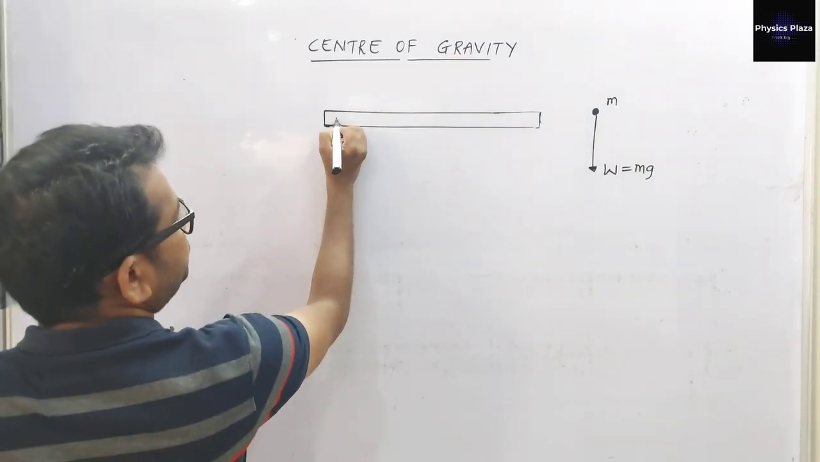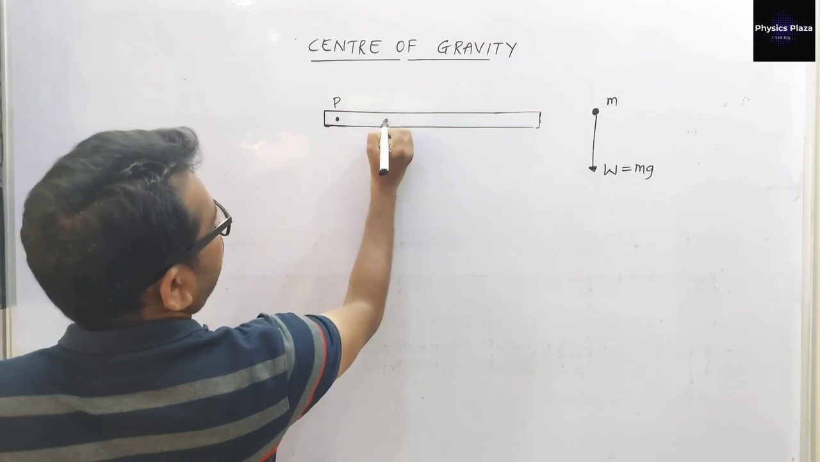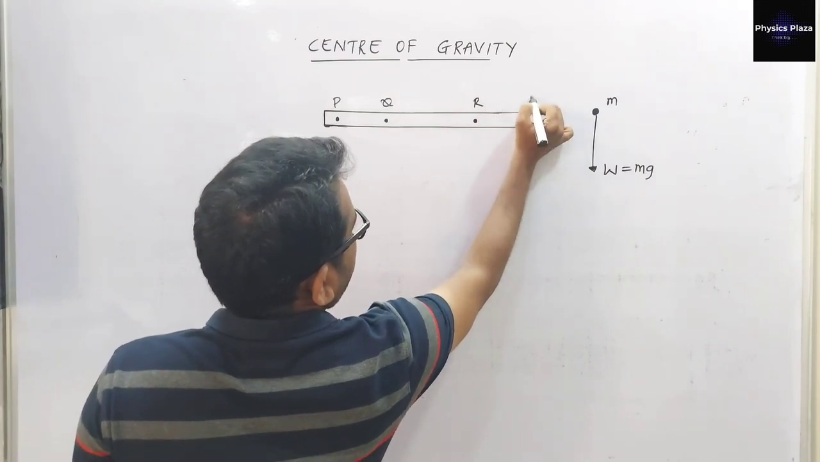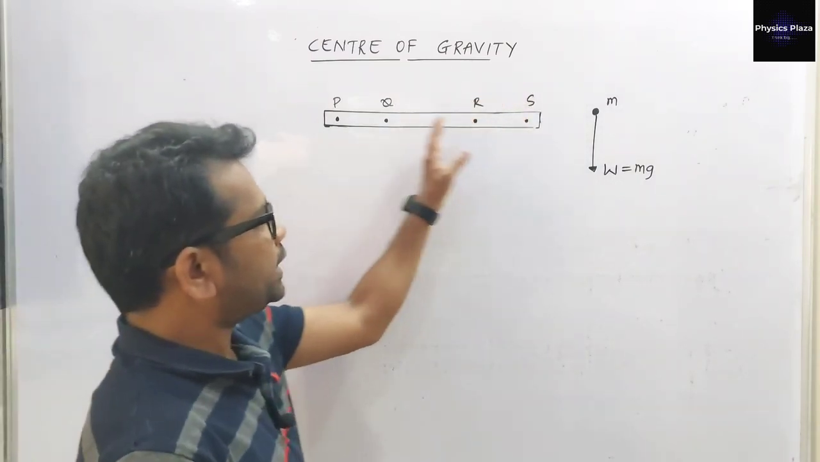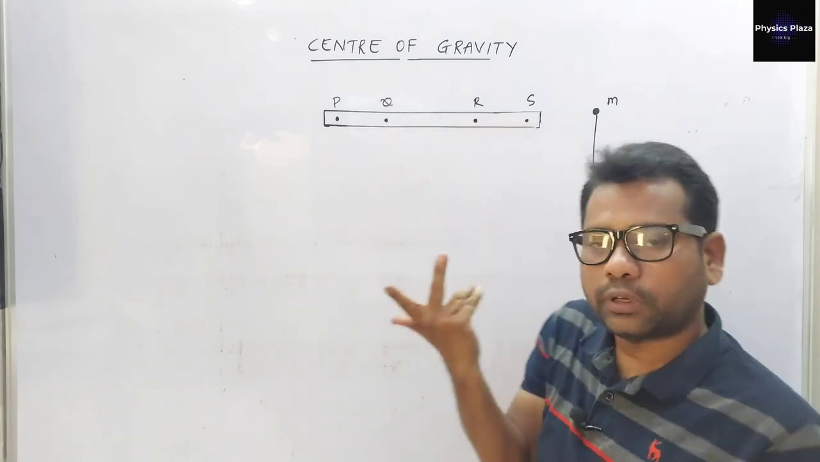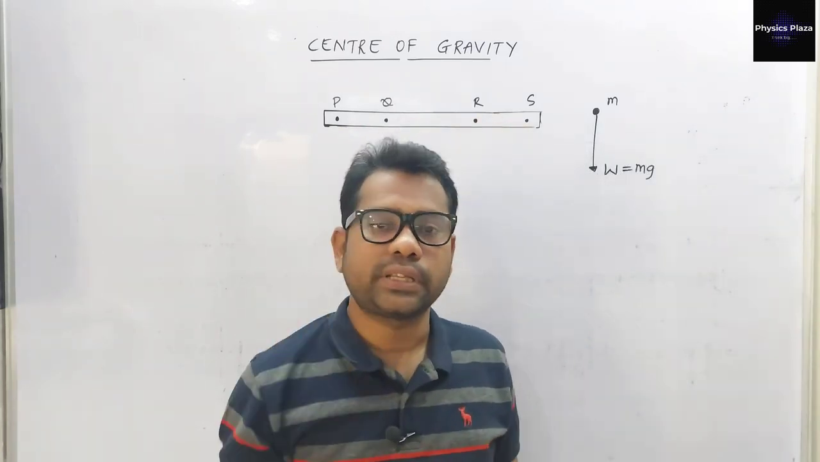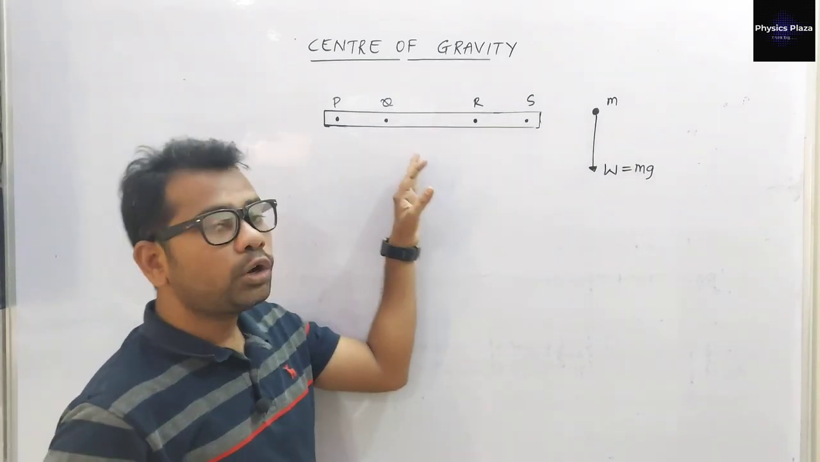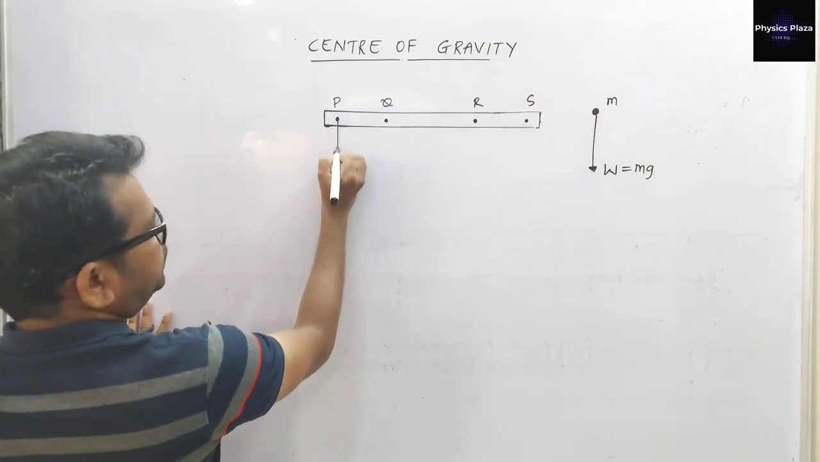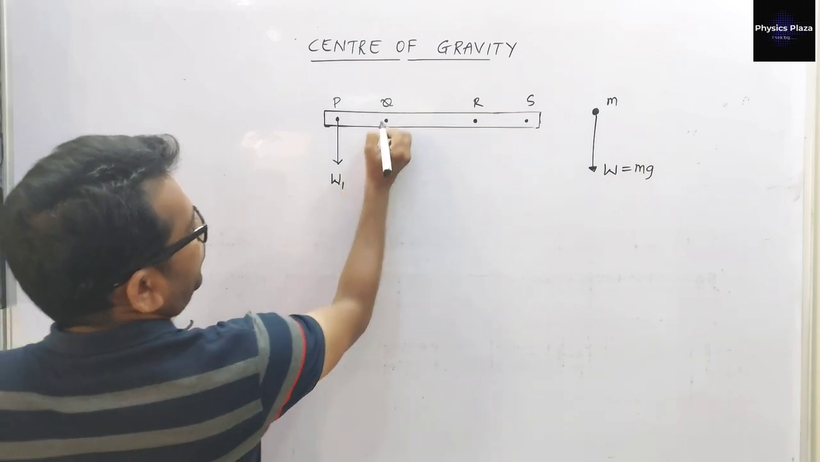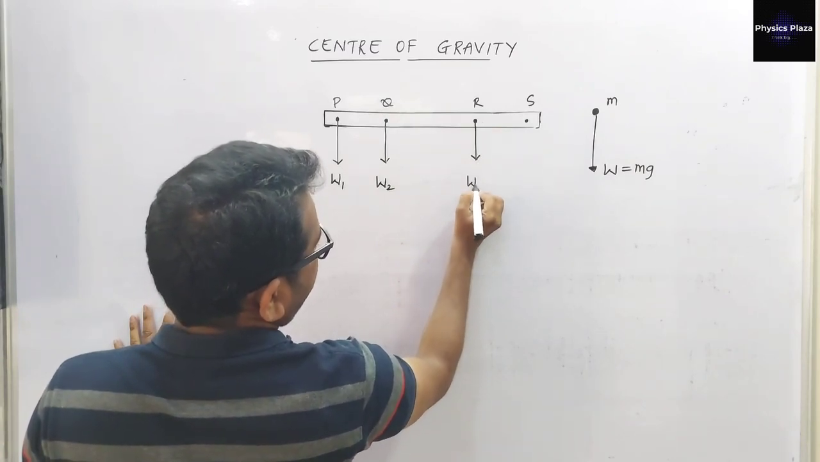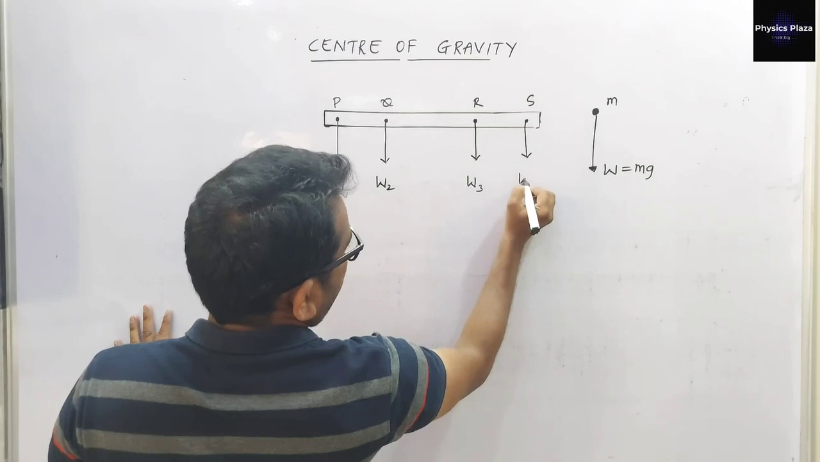But children, let me consider particle P, particle Q, particle R, particle S. So there are four particles, children. Obviously, these particles will have mass, let us say M1, M2, M3, M4. They may have different masses. It is not necessary that every particle has the same mass. On each and every particle there will be force of gravity, that is weight, acting in the downward direction. Let us say the weight acting here is W1, here W2, here W3, and here W4.